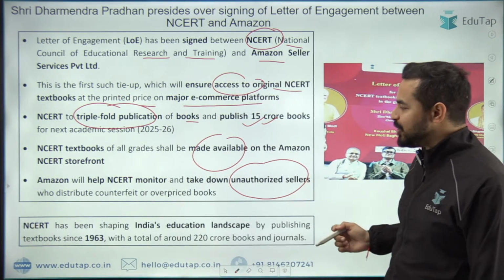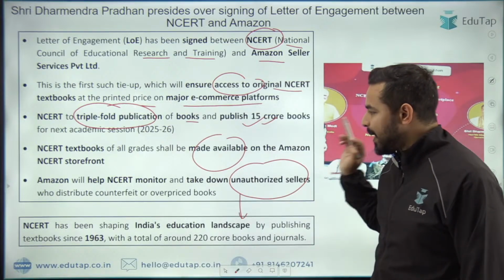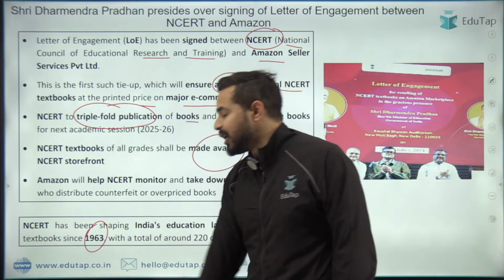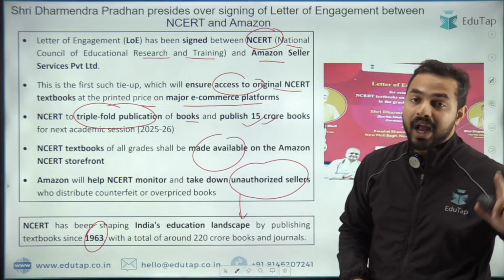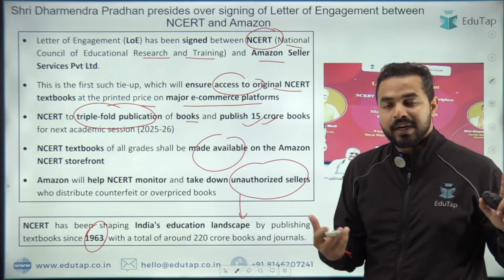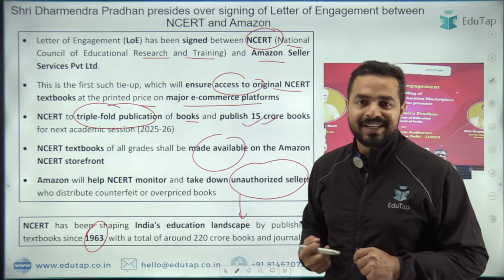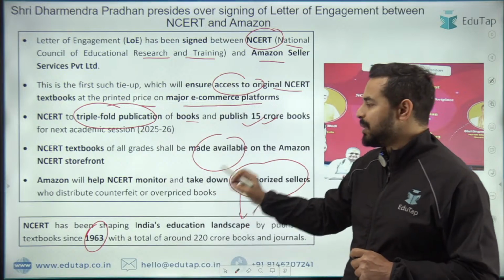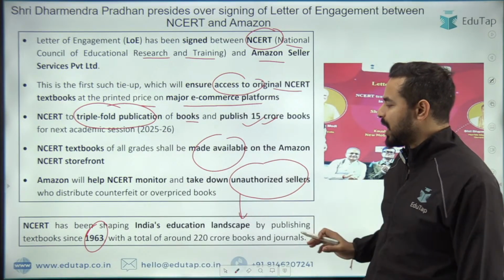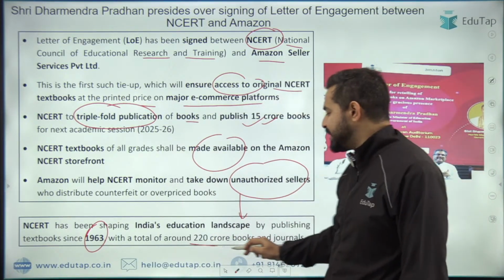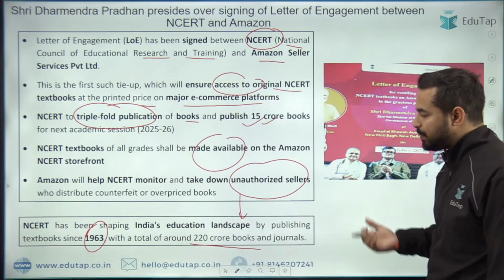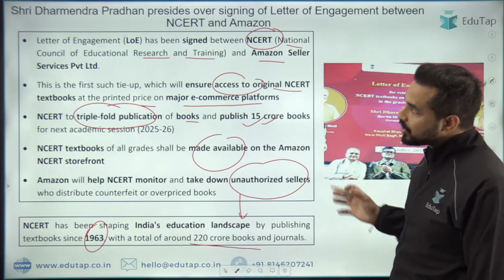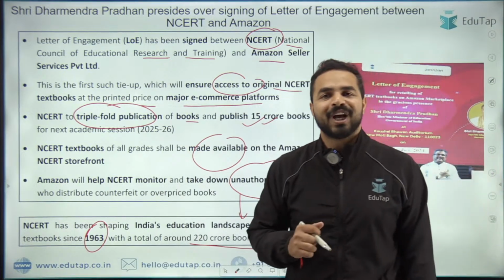And NCERT has been shaping India's education landscape by publishing textbooks since 1963. तो 1963 में हमने देखा कि IAFT was also introduced and was established in 1963 under the Ministry of Commerce, और NCERT भी 1963 से टेक्स्ट बुक्स को पब्लिश कर रहा है. And till now it has basically published around 220 crore books and journals. So this is something that we can definitely remember from the exam point of view.